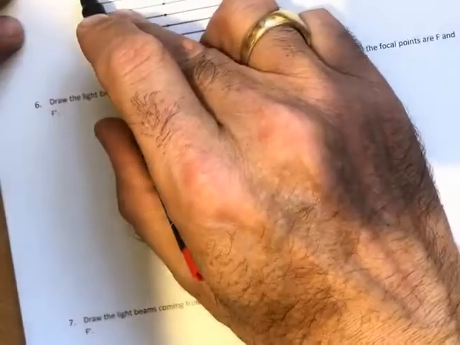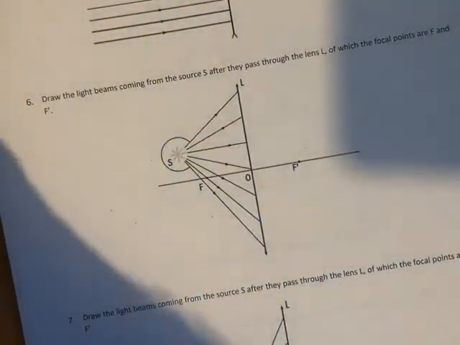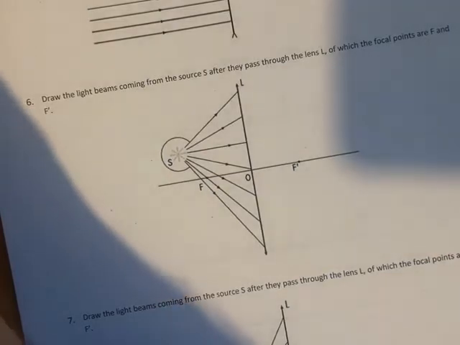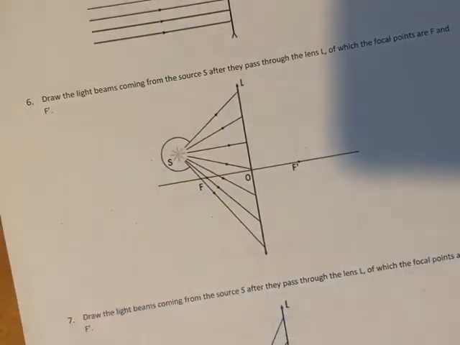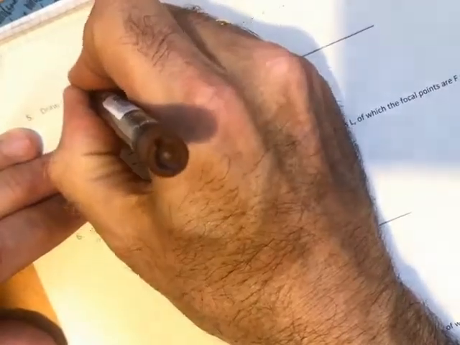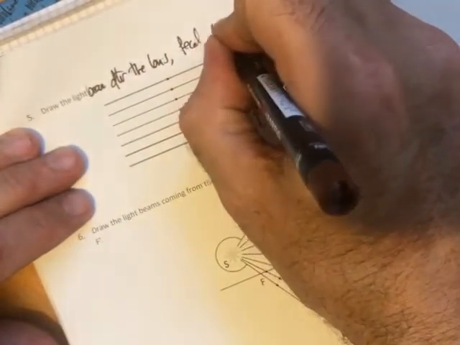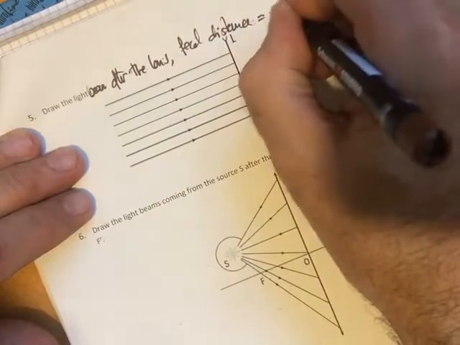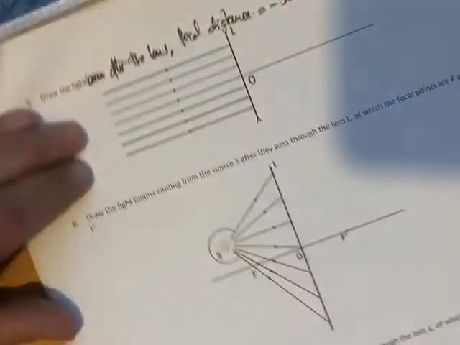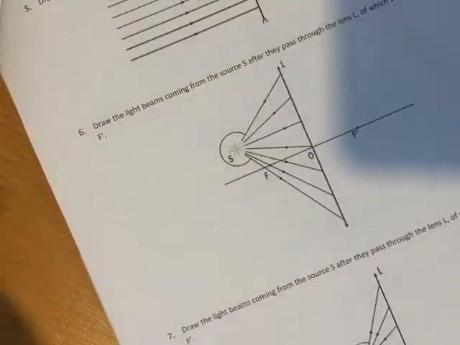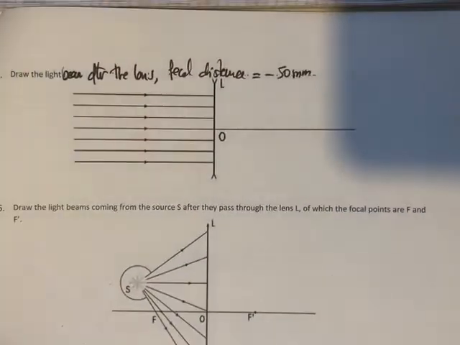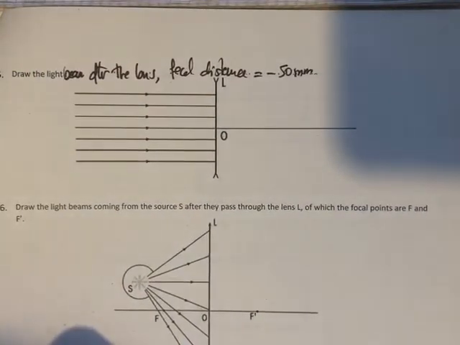Oh God, there is a sentence missing. Let me see in the other course. It says, draw the light beam after the lens, and the focal distance is minus 50 millimeters. Why minus 50? What kind of lens is that? Look at the drawing. Divergent? It's a divergent lens, okay?